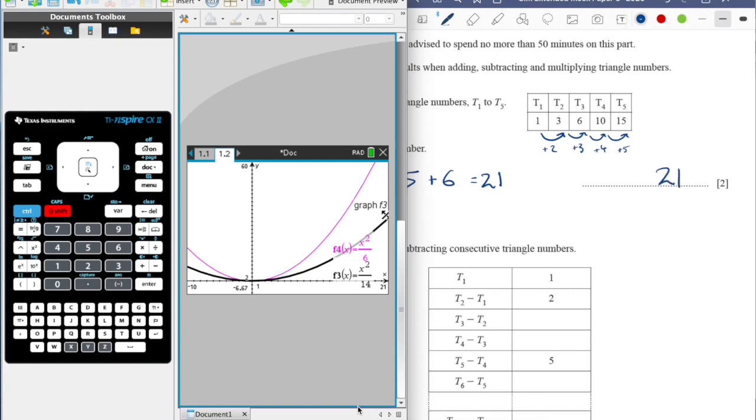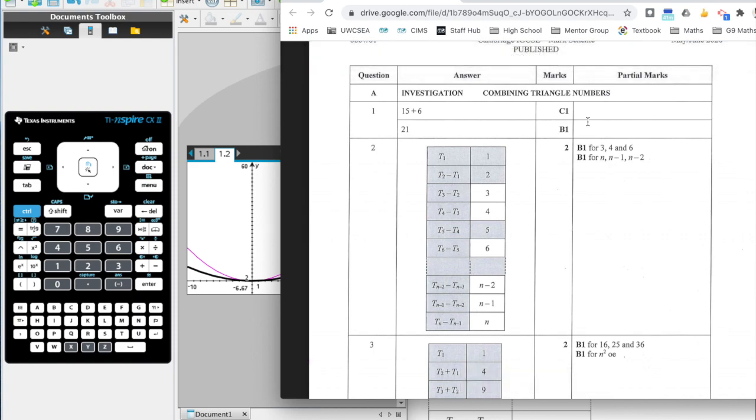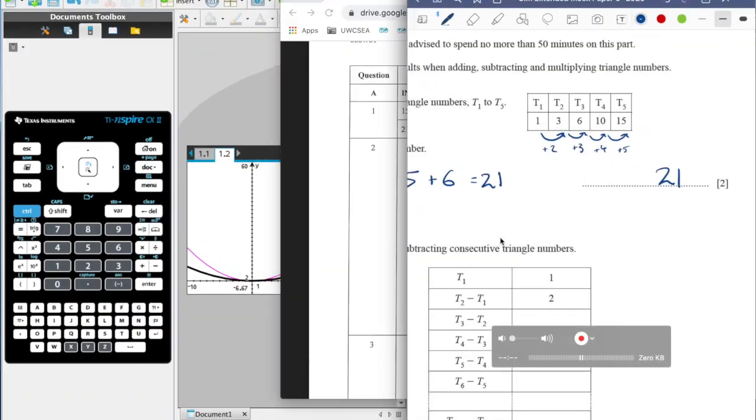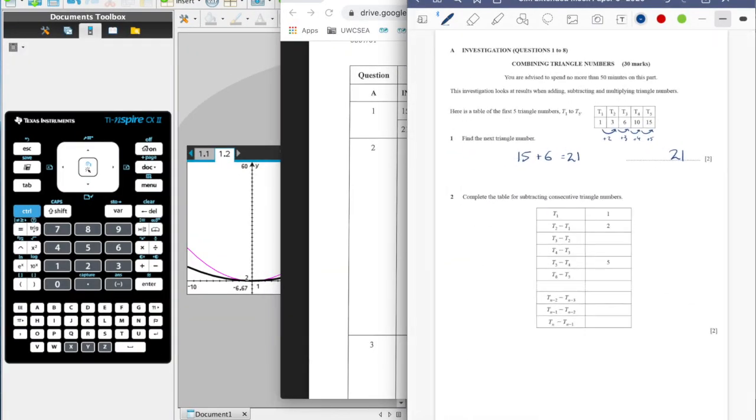Now, it might seem like a really obvious and easy calculation. However, when we look at the mark scheme for this, there is a communication mark for writing that addition, 15 plus 6. So you need to make sure you're communicating everything that you're doing throughout the process now. Okay. Let's have a look at part 2 then. The table for subtracting consecutive triangular numbers.